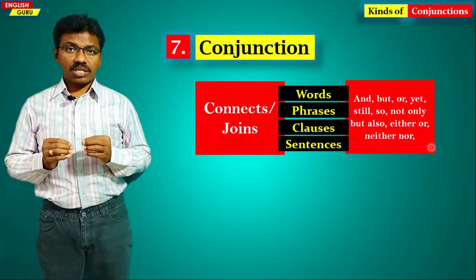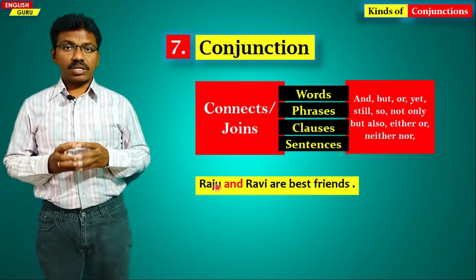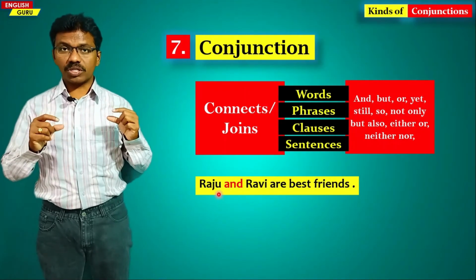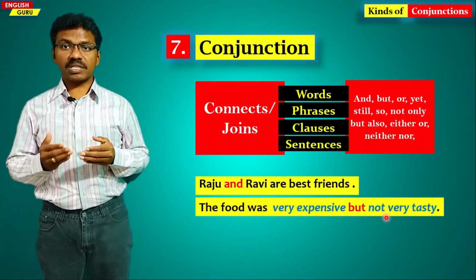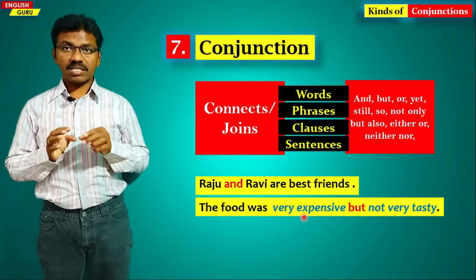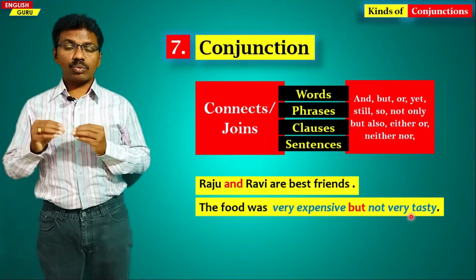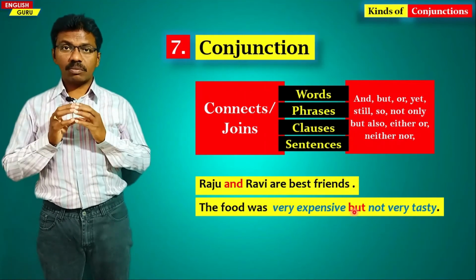Let us try to see them in examples. Raju and Ravi are best friends. Here the word and is connecting two words, Raju and Ravi. In the second sentence, the food was very expensive but not very tasty. Here the word but is connecting two phrases: very expensive is one phrase, not very tasty is the other phrase. These two phrases are connected by the word but.